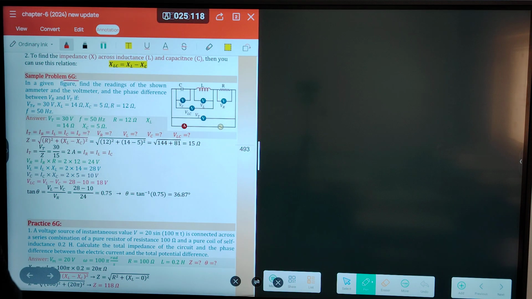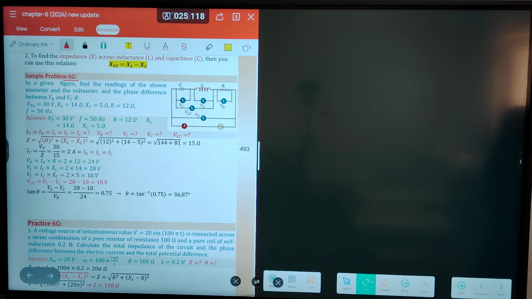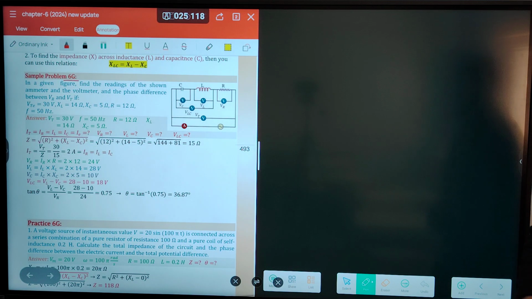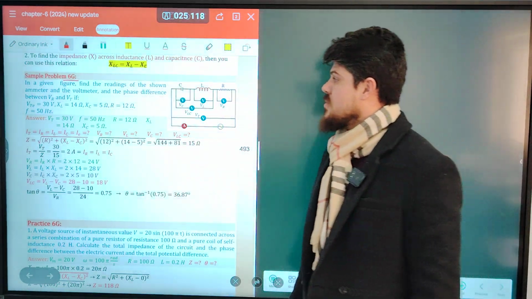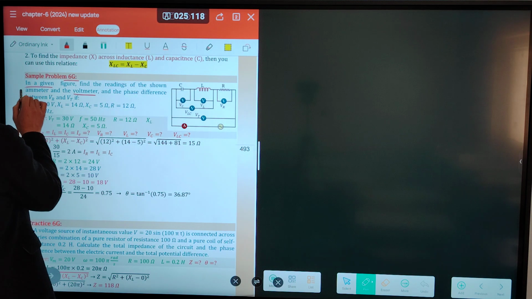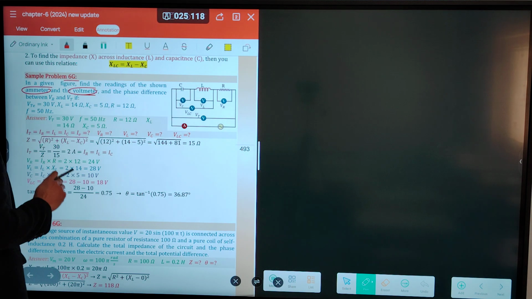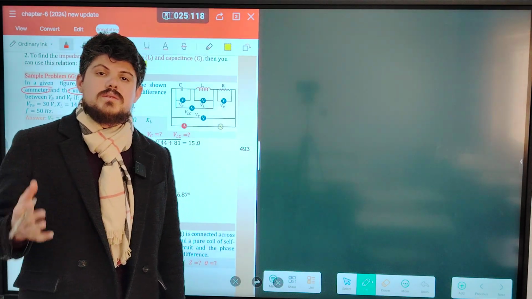Sample problem 6G. Look at this sample problem. It's very easy. Listen carefully, please. The sample problem says, in a given figure, the circuit is given in this question. Find the reading of the shown ammeter and voltmeter. Ammeter and voltmeter. What do you mean by ammeter? IE total, I across R, across L, across C.